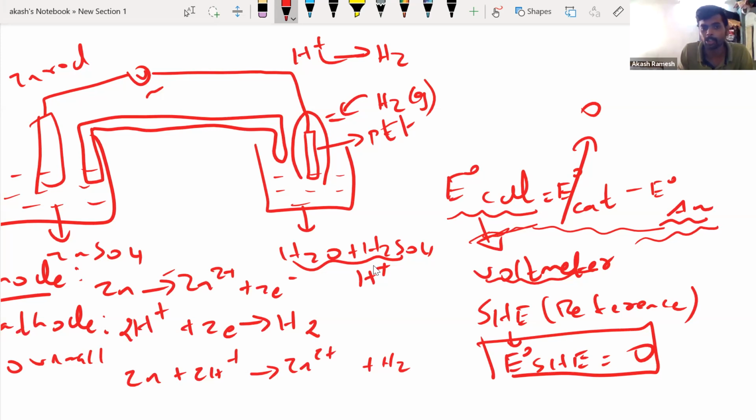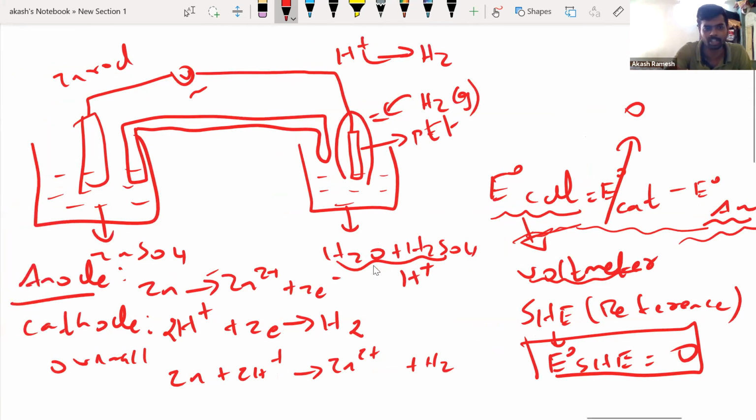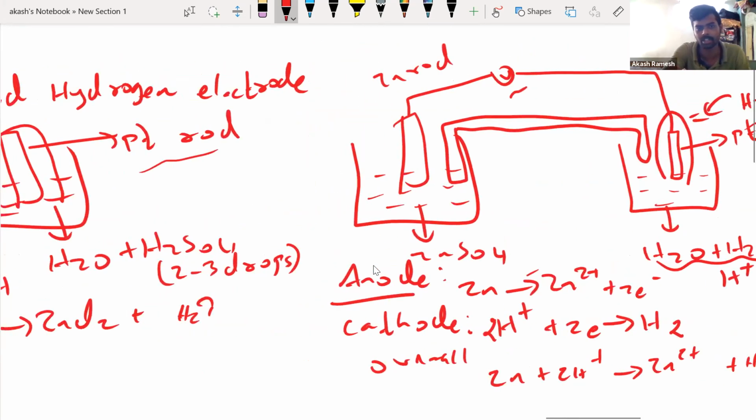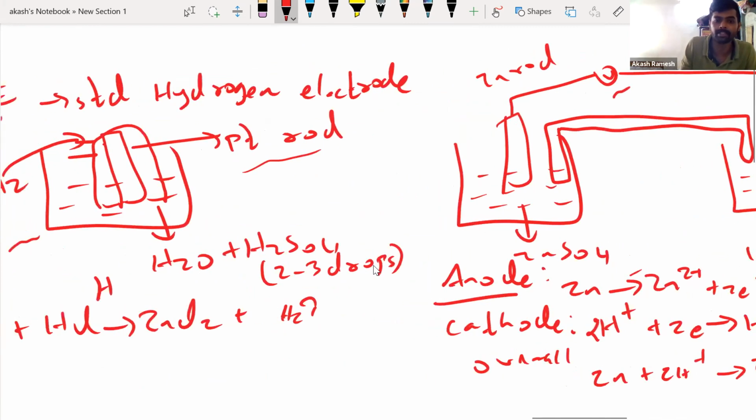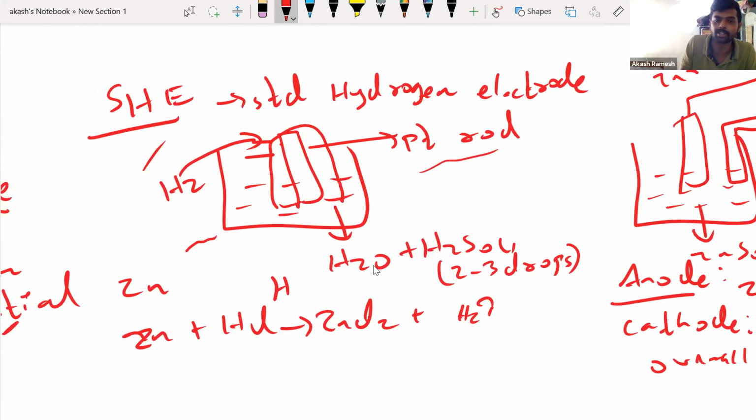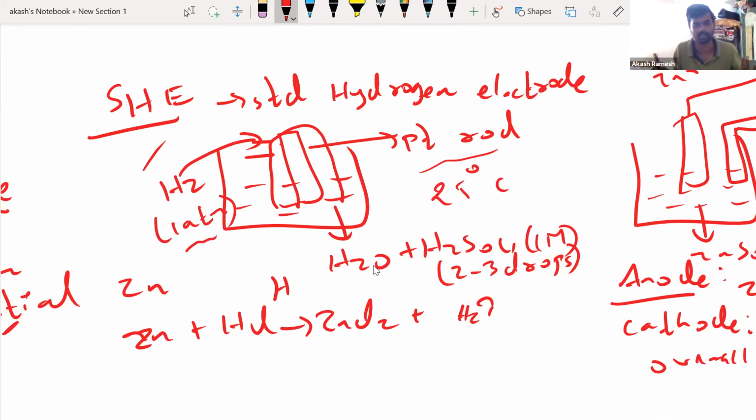Determining the standard electrode potential. What should be present in the electrolyte? See, the construction which I told you, this is the SHE. Obviously, the H2SO4 concentration should be 1 M, the H2 gas should be at 1 atmospheric pressure, and this entire setup should be at 25 degrees Celsius. If all these conditions are satisfied, then the potential of this setup is 0.